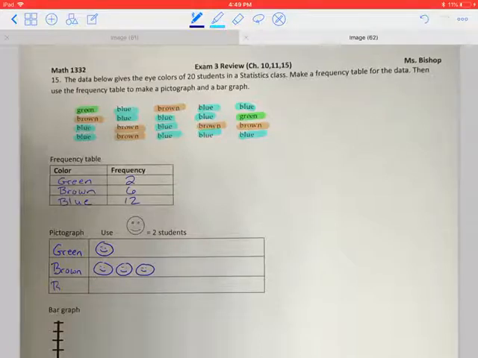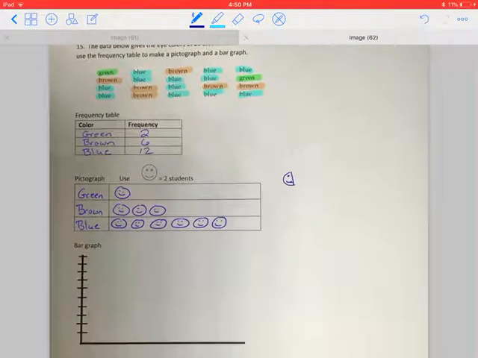And then for blue, to get 12 students, I'm going to need 6 circles. So 1, 2, 3, 4, 5, 6. They don't have to be perfect. And that would indicate 12. And if you have an odd number, you can do half of a circle. You can just cut a smiley face in half. So you can do something like this if you had an odd number, and that would be considered 1 student.